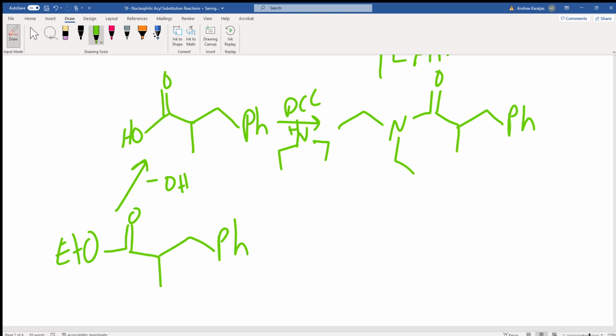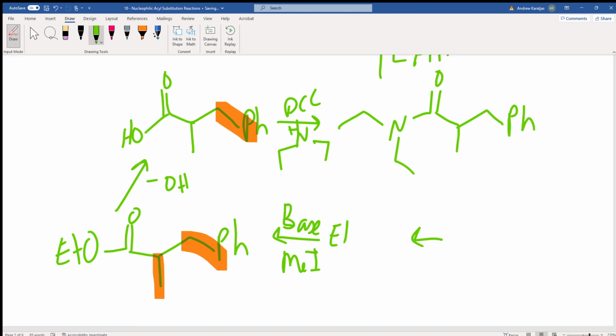So last thing we need to do in this situation is we need to get these two groups on there. That's all these extra carbons. And we could do that through a pair of alpha substitution reactions. Base and methyl iodide would put on the methyl group. And then again, base and benzyl iodide would put on that final group.